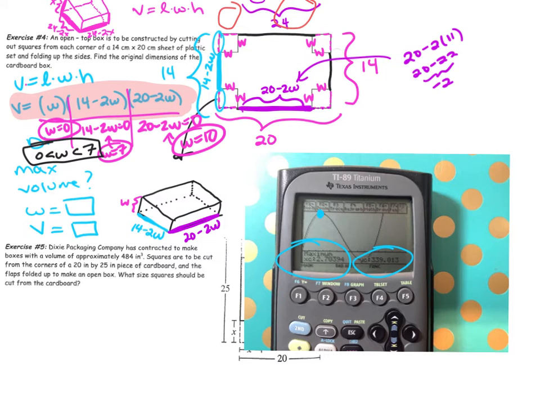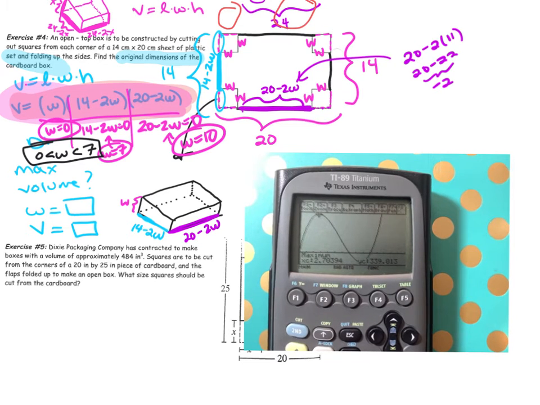So find the original dimensions of the box. That's what the question asks. Find the original dimensions. Well, we can just use our equation here. Just plug into the equation here. So we have W, and how do I want to round this? Let's round this to the nearest hundredth. So we'll have W is equal to 2.70.